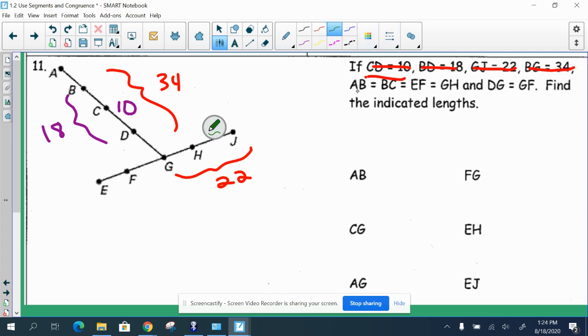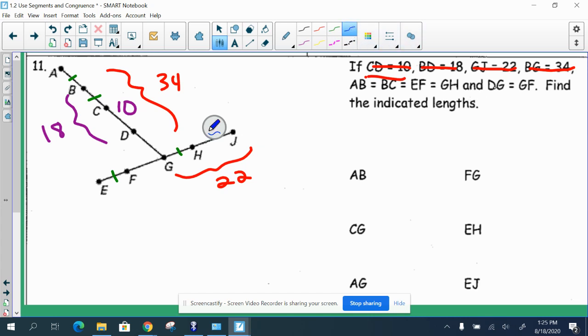Okay, and then AB is equal to BC, which is equal to EF, which is equal to GH. So let's mark those segments congruent. So to mark a segment congruent, you put a little slash through it. So AB is equal to BC equal to EF equal to GH. Well, you already figured out what BC was, right? Back at the beginning. So that means that's the same as AB, EF, GH, which can help you figure out what HJ is.